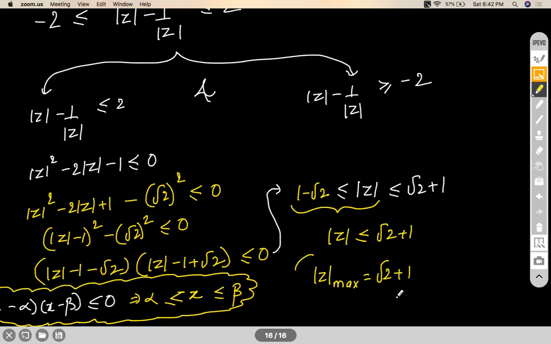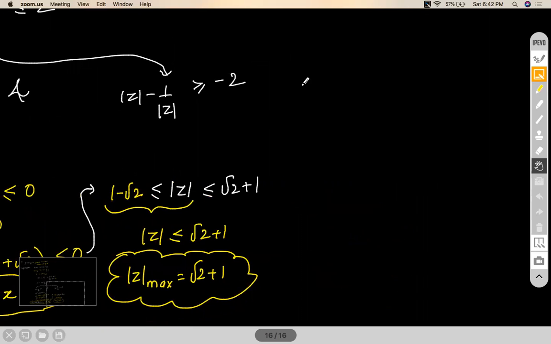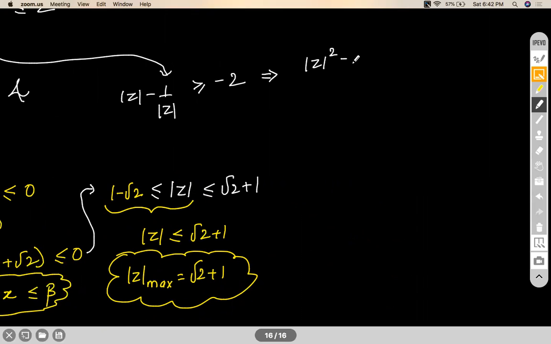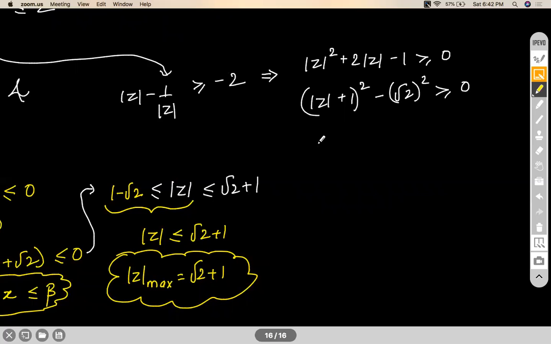Now, unfortunately, we have to solve the second one also. So this also needs to be solved. When you solve this, I'll just quickly write down the expression for this. This is what you will end up seeing. Correct me if I'm wrong. So this is ... plus 1 minus root 2.